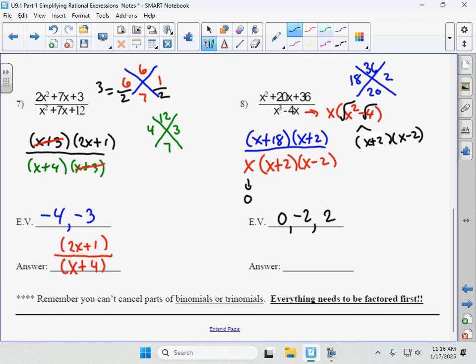All right, let's go ahead and simplify now. Let's see, we have an x plus 2 on top and bottom. We can cancel those out. And then that looks like it. So our final answer, x plus 18 over x times the quantity x minus 2.